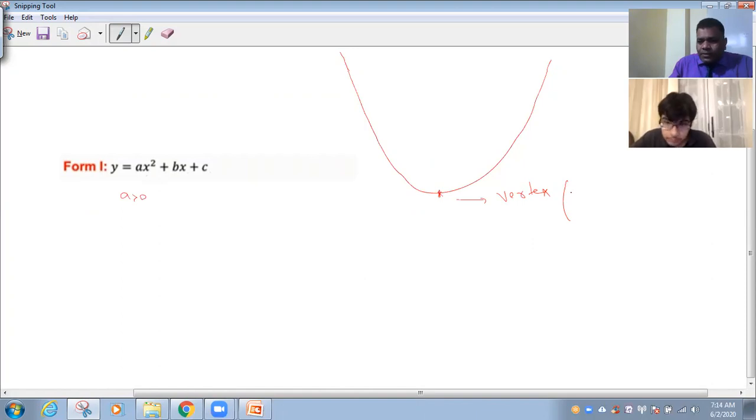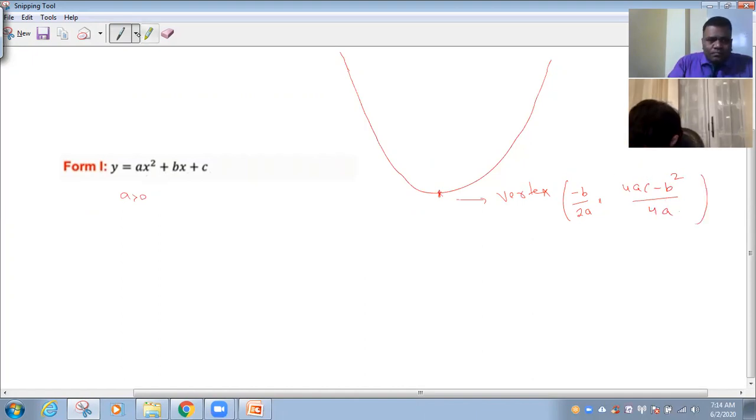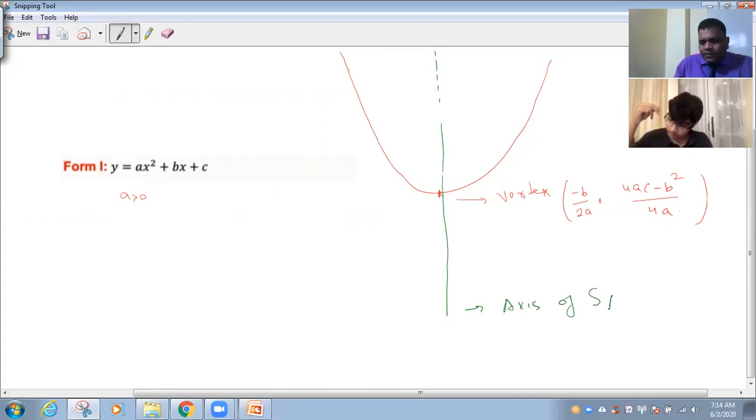Please make a note of the coordinate of the vertex. The x coordinate is minus b by 2a, and the y coordinate is 4ac minus b square divided by 4a. And this line is called the axis of symmetry.